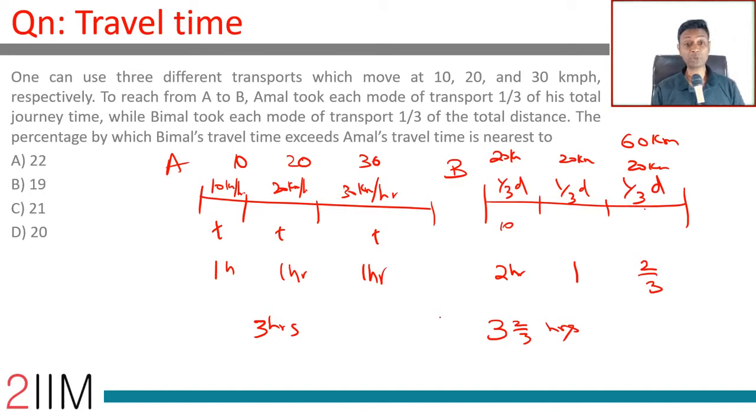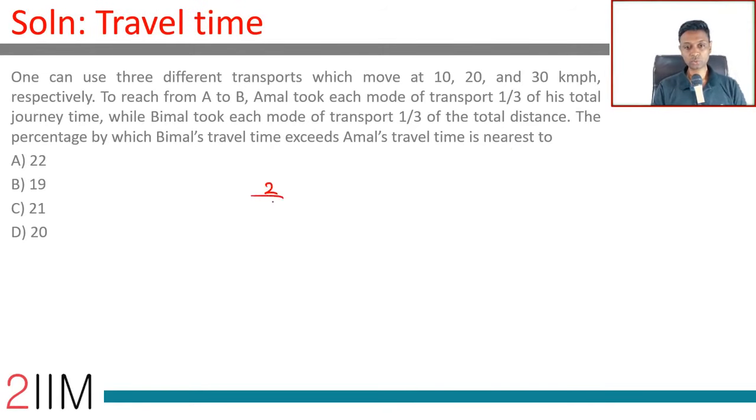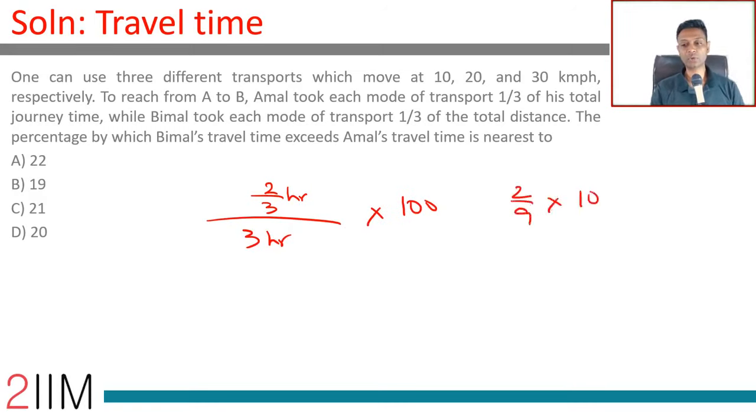The percentage by which Bimal's travel time exceeds. The difference is 2/3 of an hour. Percentage increase is 2/3 of an hour upon 3 hours into 100, which is 2 by 9 into 100. 2 by 9 as a percentage is 22%. Give or take, 22% is the number you're looking for.